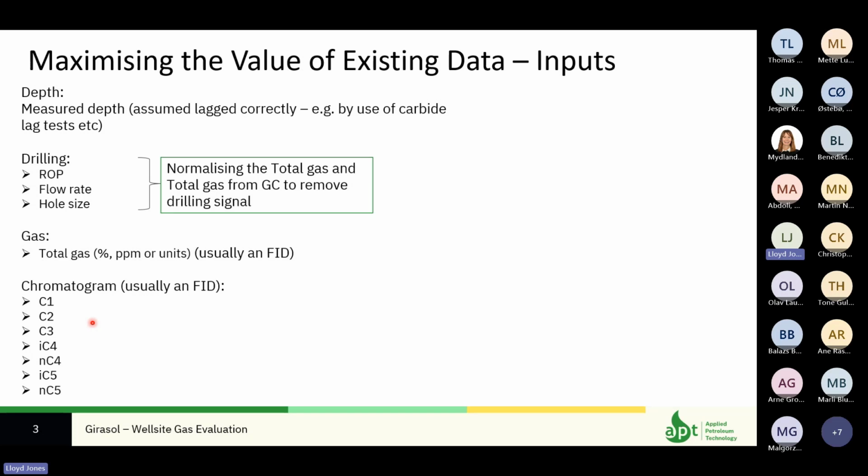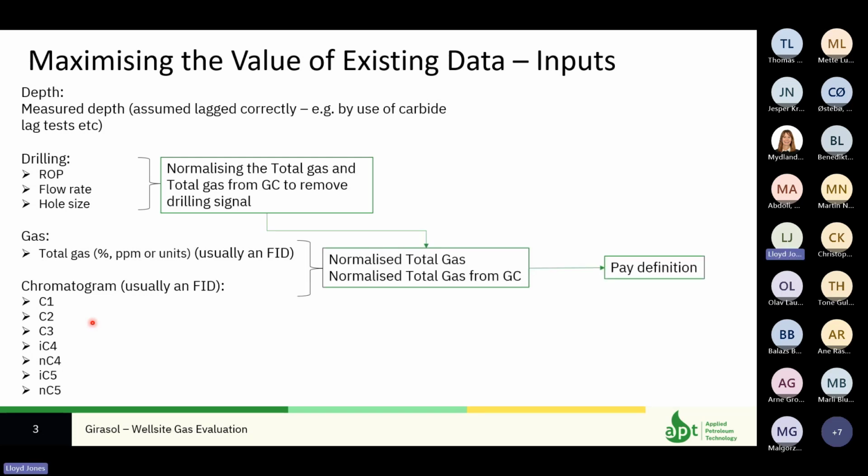So how do we know the gases we're looking at are correct? And what we try and do is we normalize for the different drilling parameters. So we're trying to take away any drilling signal and maximize the geological signal that we observe in the gas data. And then we can use the normalized gas data, so both the total gas data and then a sum of the C1 to C5 components to give us a proxy total gas. We can use this to identify zones of hydrocarbon pay. In this presentation, we'll use pay in a very loose sense.